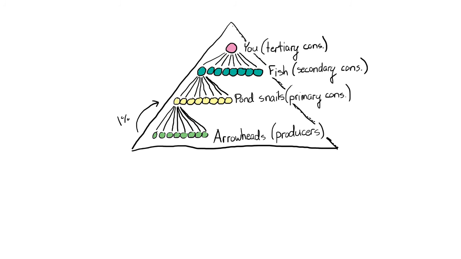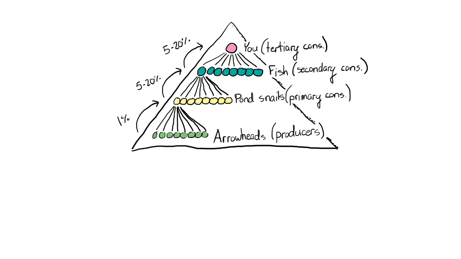When the snails eat the plants, they get energy for themselves. But most of that energy they use. They use it for living, for surviving, for reproducing. Only a small portion actually gets passed on to whatever eats them. So, for instance, the fish eats the snail. Only about 5 to 20% of the energy from the snail gets passed on to the fish. And then you eat the fish. Only about 5 to 20% of the energy from the fish gets passed on to you.